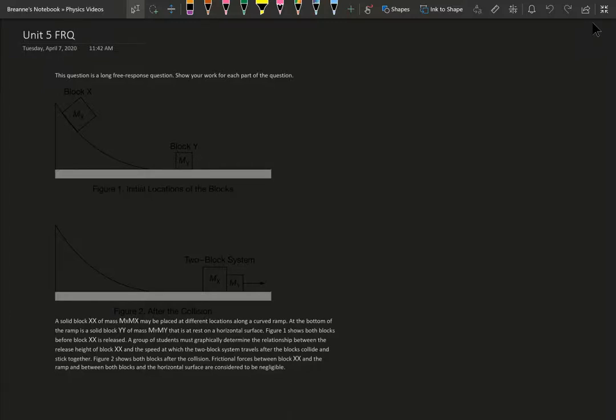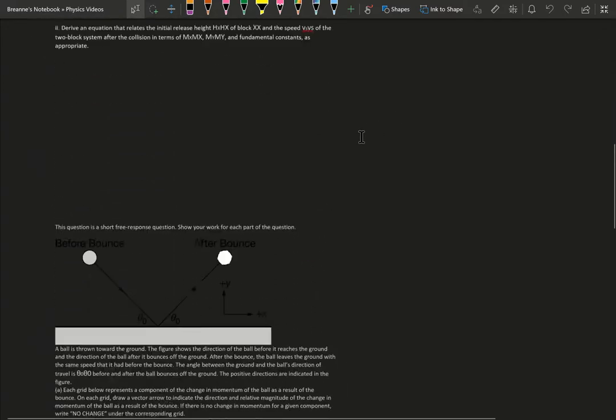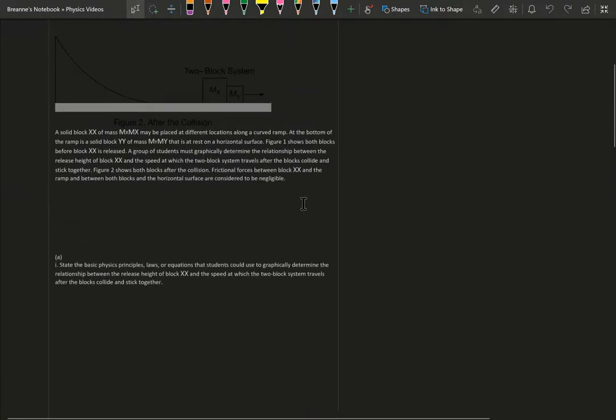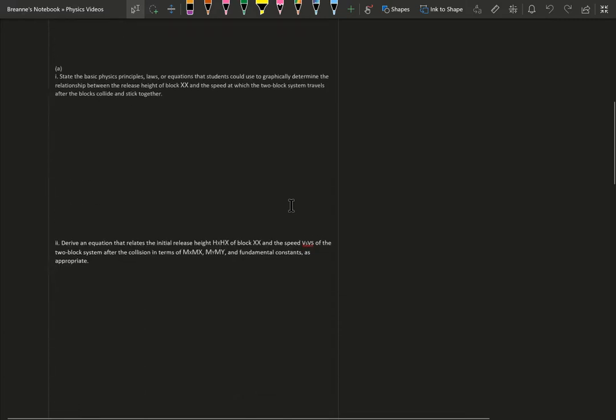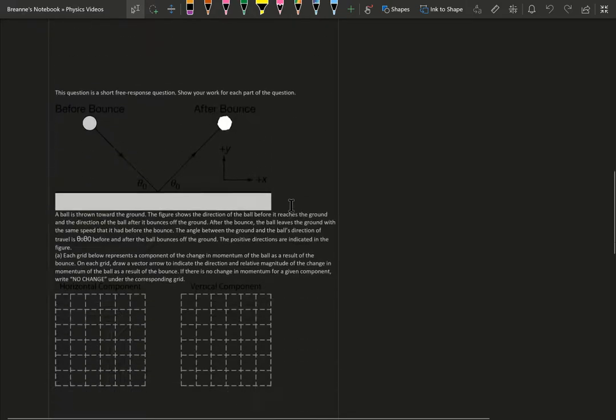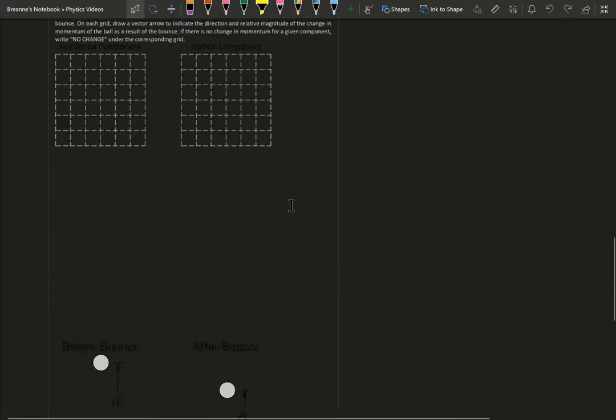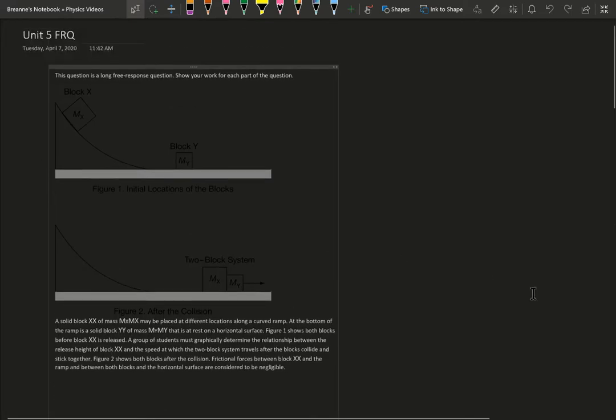This is your friendly neighborhood physics teacher here, and we are going to go over the momentum free-response questions on College Board. I just copied and pasted the questions in here. Some of the parts are a little bit hard to see because of my dark background, so if I need to redraw anything, I will, so y'all can see it a little better.